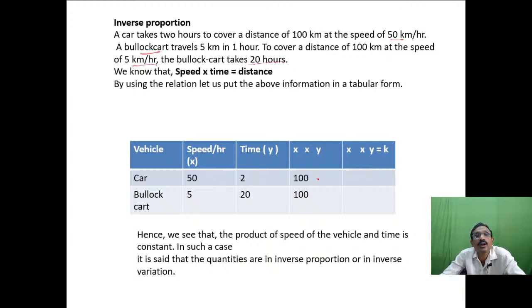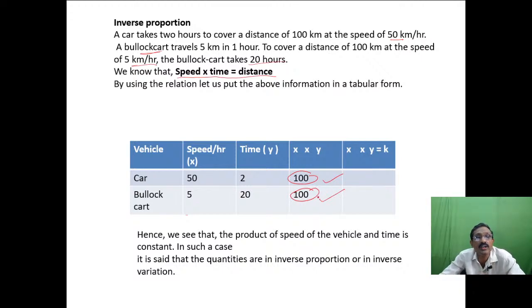Time 2. It gives me, because we know that speed into time is equal to distance. Here the product of the speed of the vehicle and the time remains constant. Let us take the bullock cart, speed 5 and the time 20. Again, we get the product of speed into time as constant. Here we get 100, here also we get 100.